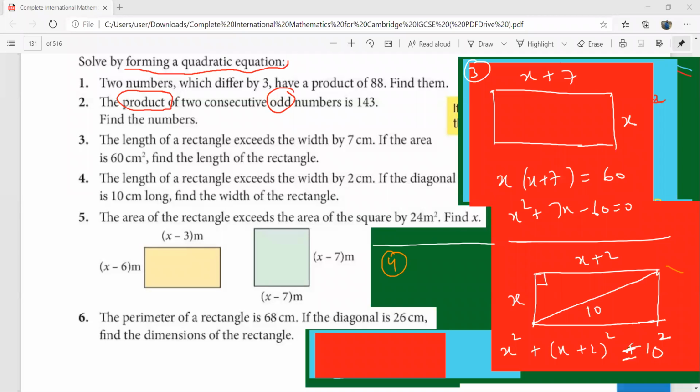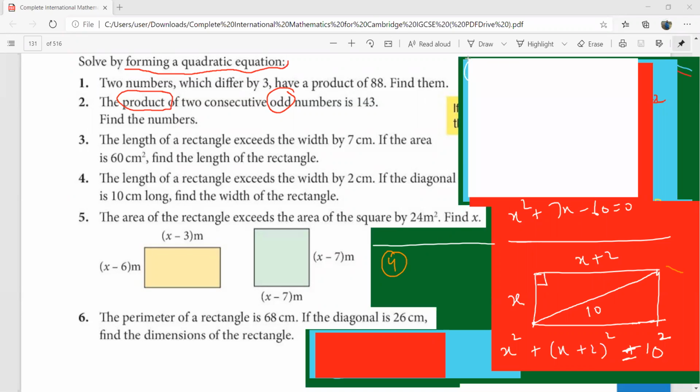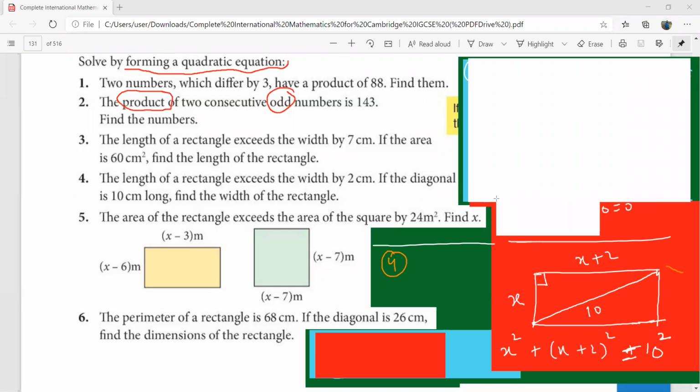All of you? Yes, sir. And then you must know, Ayan, we have done a lot of practice on how to expand whole squares. So you have to use that here: your x squared, and then you have (x plus 2) whole squared. That would be x squared plus 4x plus 4, and that is equal to 100.